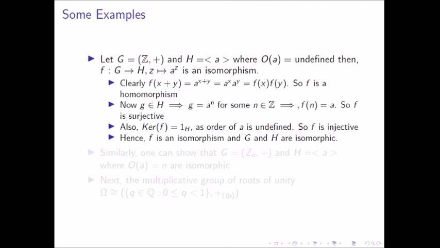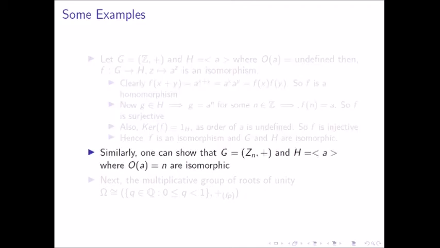So any two infinite cyclic groups are isomorphic. Why? An infinite cyclic group is isomorphic to Z plus. The second one is also isomorphic to Z plus. And we shall soon show that isomorphism is an equivalence relation, so it's transitive and symmetric. So that would imply those two infinite cyclic groups are isomorphic.